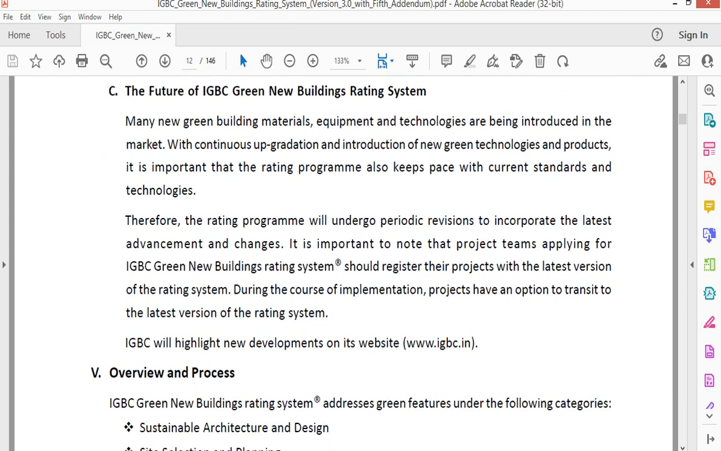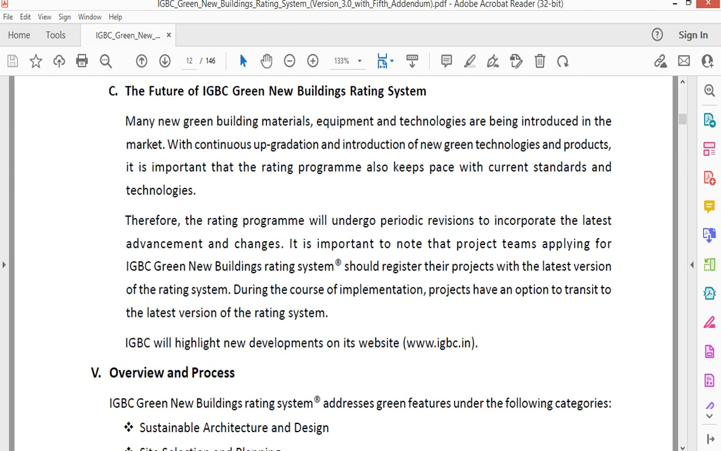Then comes the next topic, which is about the future of the IGBC Green New Buildings rating system. So many new green building materials, equipments, and technologies have been introduced into the market. So with continuous upgradation and introduction of these materials and technologies, it is important that the rating program also keeps pace with the current standards and technologies. So this rating program would undergo various revisions in order to incorporate the latest advancements.